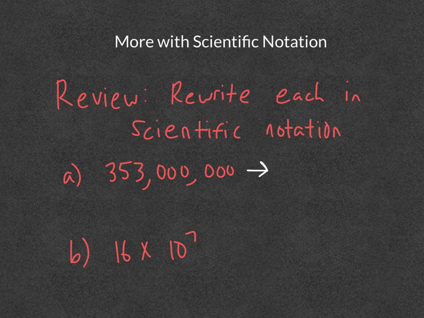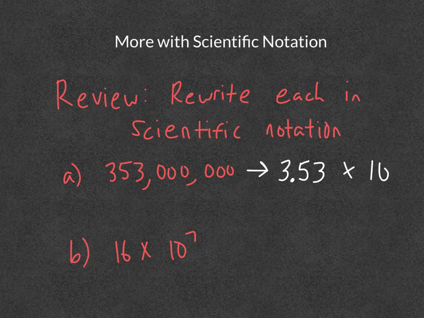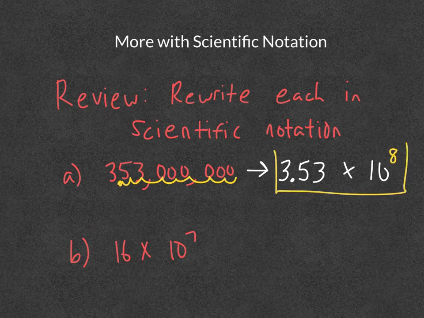Looking at this number here, we would need to have the decimal place in between the 3 and the 5. That's the only place that would make this number between 1 and 10. It cannot be 35.3 or 353. It needs to be 3.53 times 10 to the, and let's see, if the decimal place was here, we had moved it 1, 2, 3, 4, 5, 6, 7, 8 times. So this number in scientific notation would be 3.53 times 10 to the 8th power.